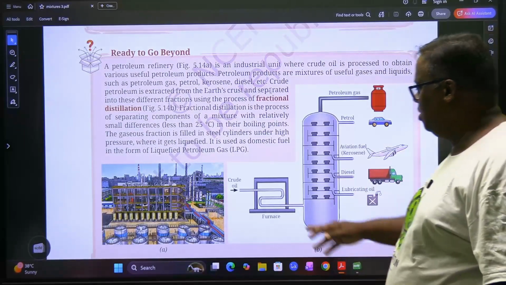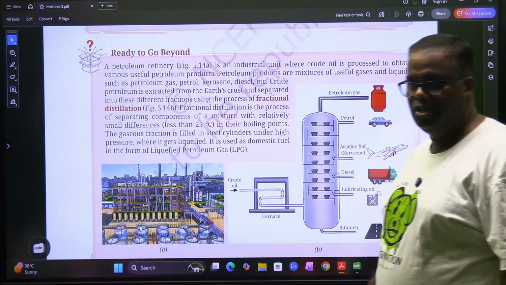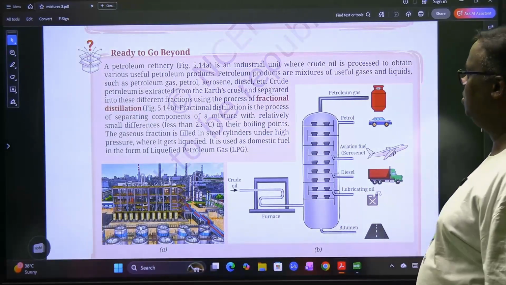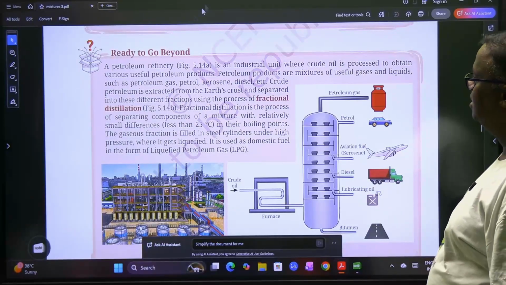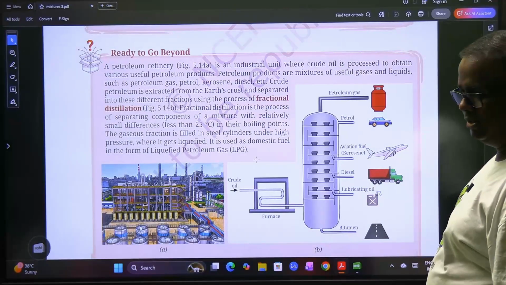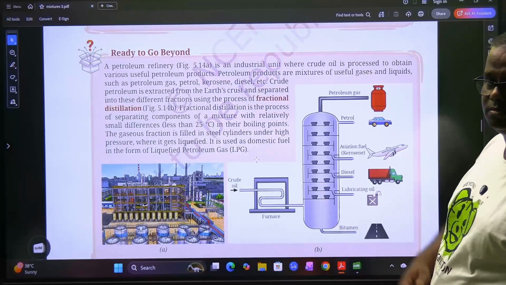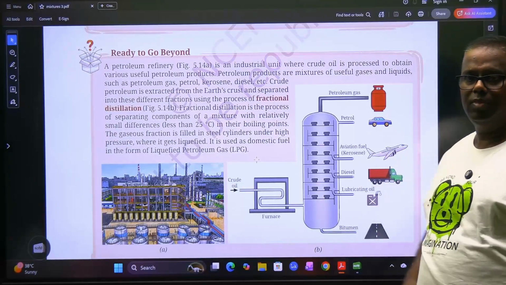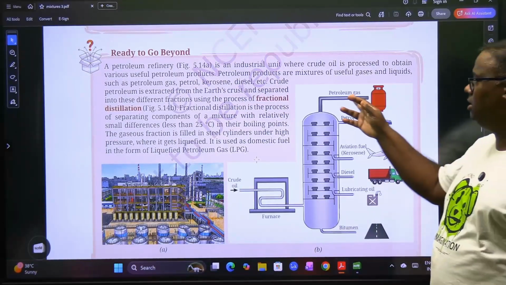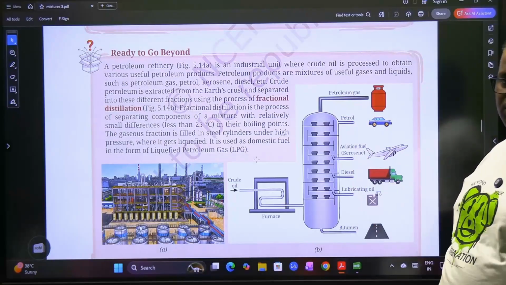So you take crude oil and pass it through a furnace. It's called a crude oil conditioning plant, or COCP. Clear? If this doesn't come out, this will not come out.